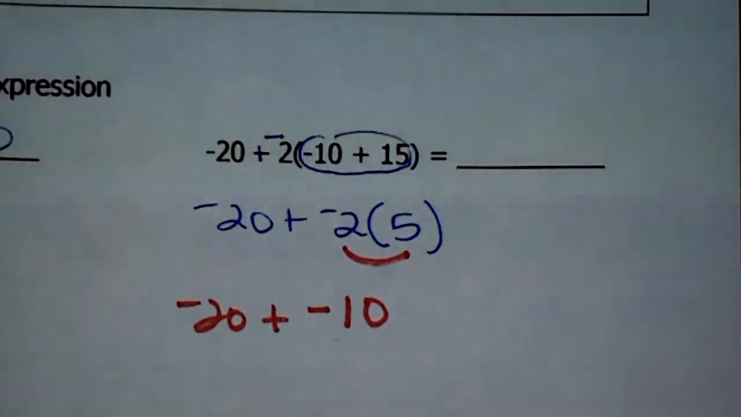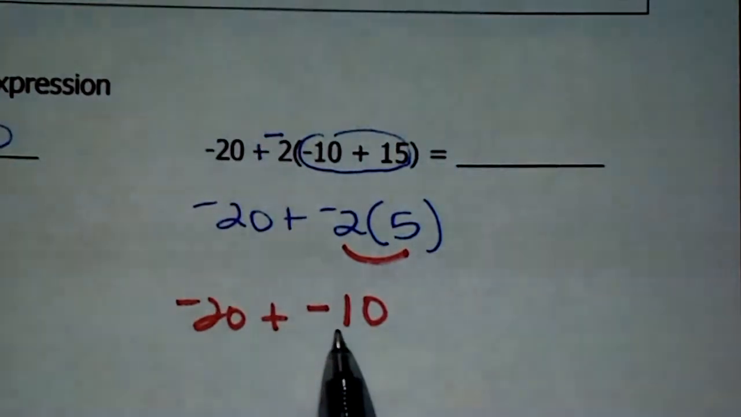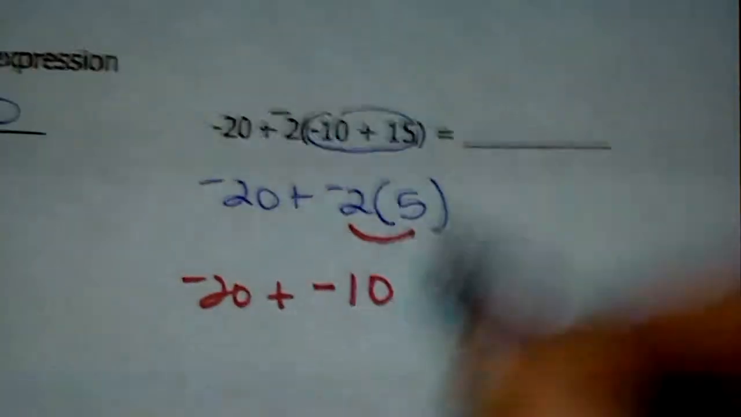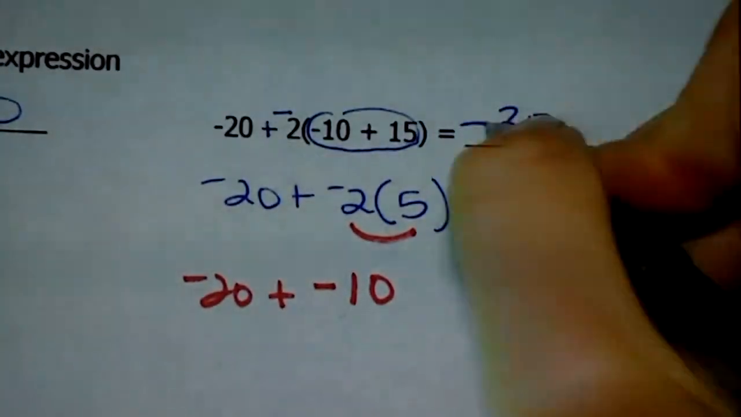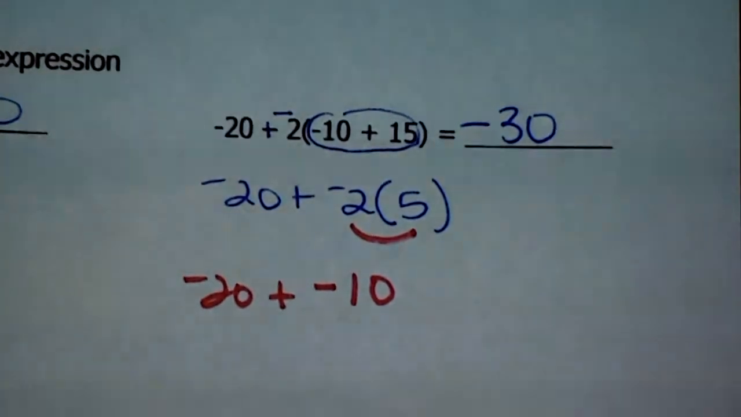And do we have to show our work? Yes, you do. You sure do. Negative 20 plus negative 10. So same signs, add the digits, keep the sign. So the result of that's negative 30.